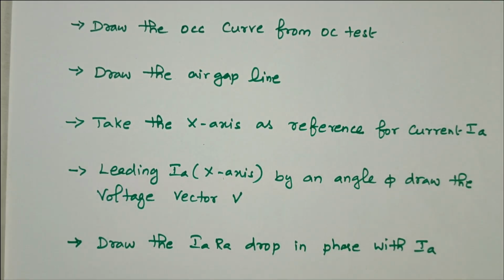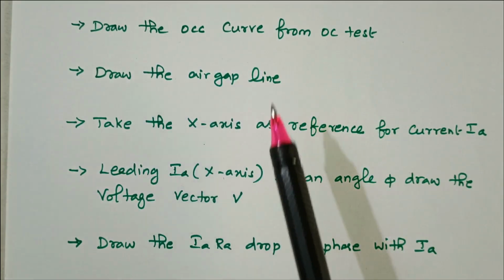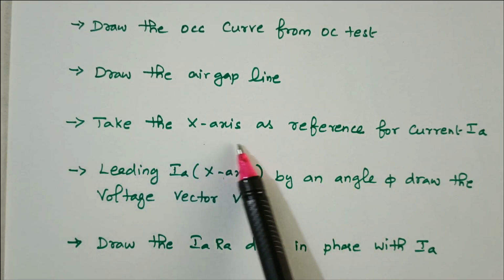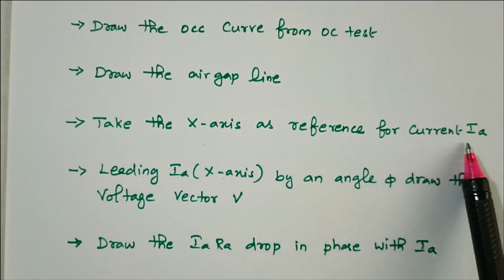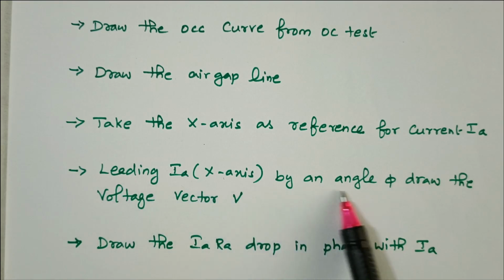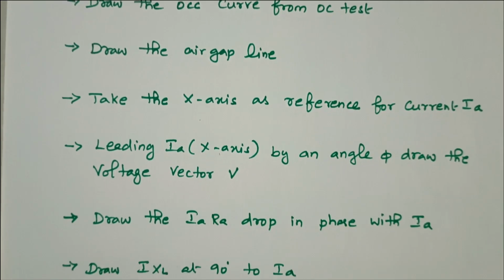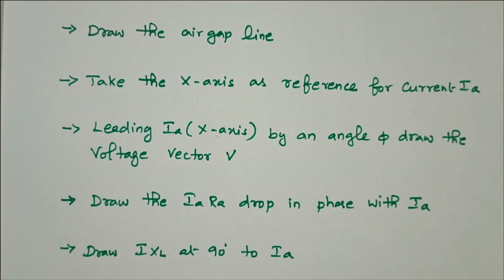Draw the OCC curve from the OC test. Draw the air gap line. Take the x-axis as a reference for the current IA. Leading IA, the x-axis by an angle, draw the voltage vector V. Draw the IARA drop in phase with IA. Then draw the IXL drop at 90 degrees to IA. So what we discussed, the description is available.